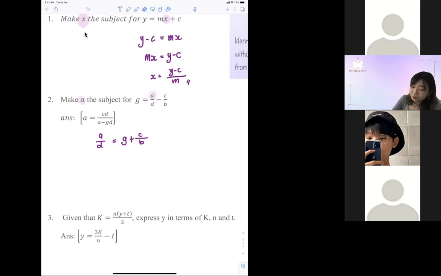Okay, so when you see fraction, right, it will be better if you combine them into one fraction. Okay, so before I times, right, I just combine them into one fraction. This is over 1, so times B times B. Okay, you get GB plus C over B.